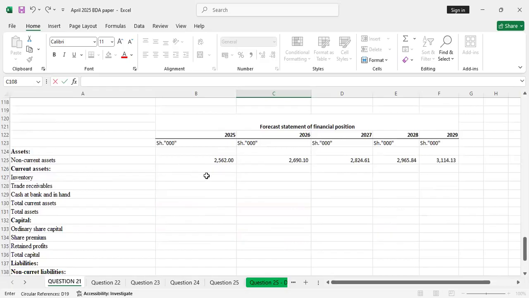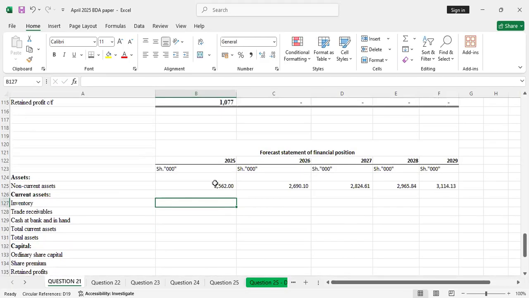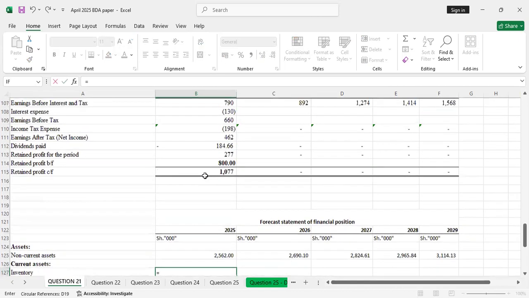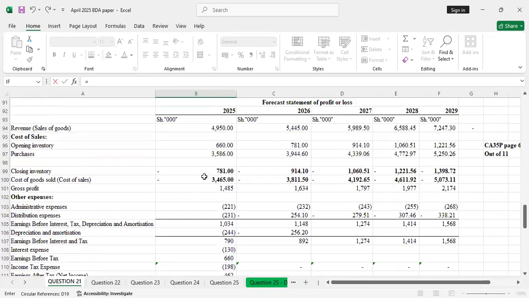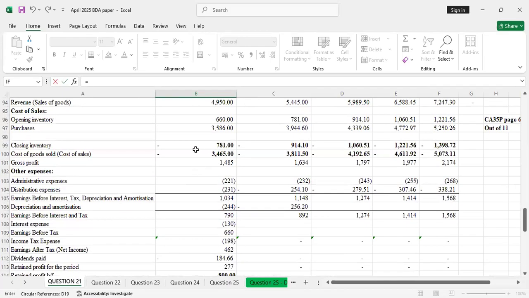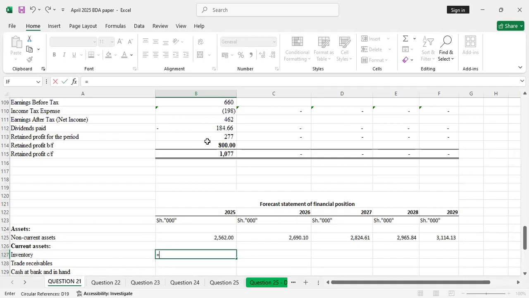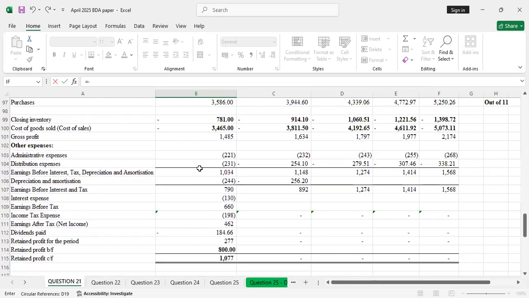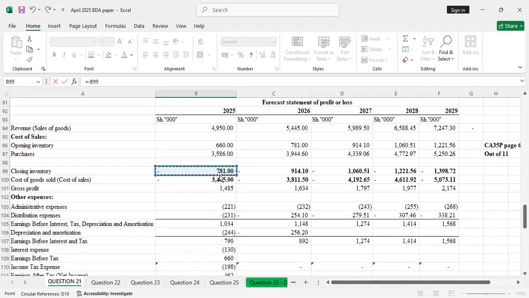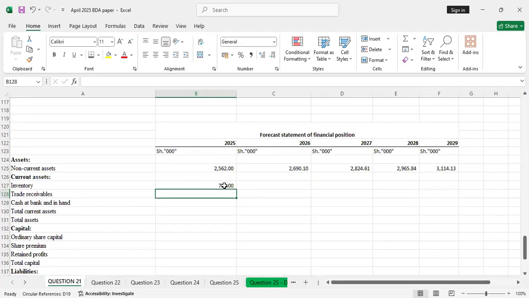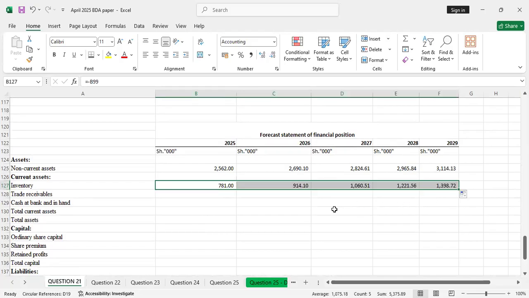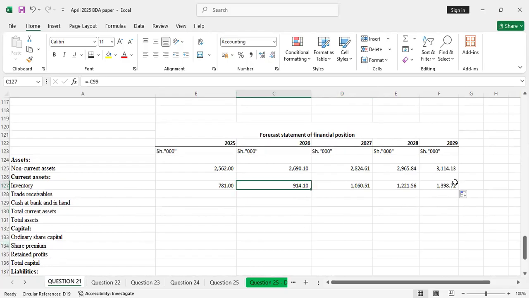So we continue. I'll go to inventory. Here we always have the closing inventory. The closing inventory for 2025, I can get from the forecast statement. So this for 2025, this for 2026, 2027, all the way to 2029, because the inventory that we always have on the statement of financial position is the closing inventory. I want them to be positive, so I'll say equals to, then for 2025 was that. Then I can drag. Yeah, they're all positive. Those are the closing inventory.